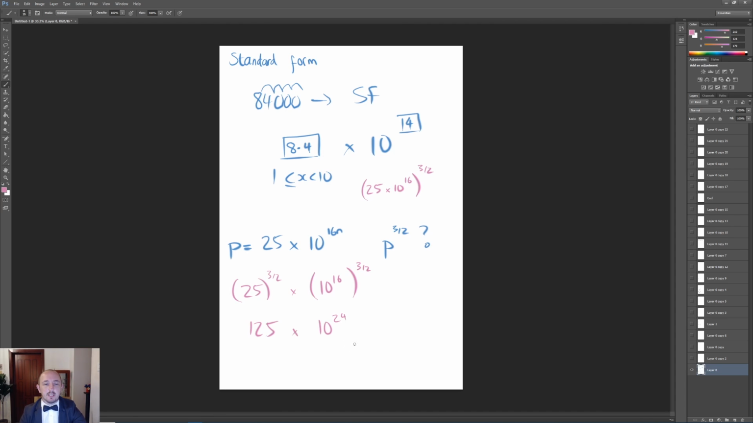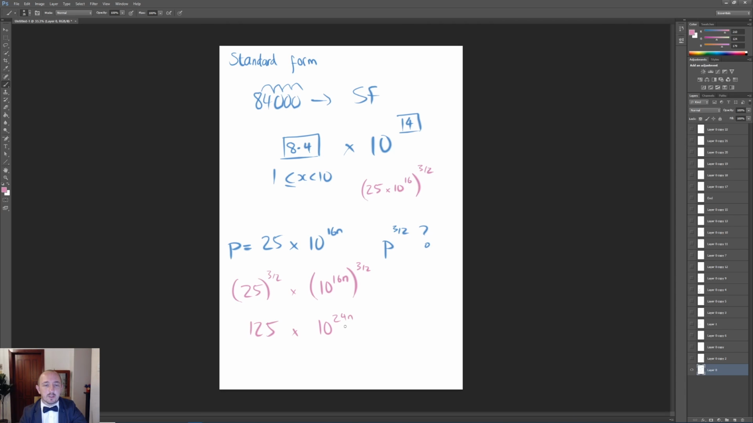Okay, so when we get to this stage, we're thinking, well, we had an n in there. The only thing that's going to do is actually put an n here, 16n times 3 over 2. That gives us 24n. All right. Now, this isn't in standard form at the moment because we've got 125.